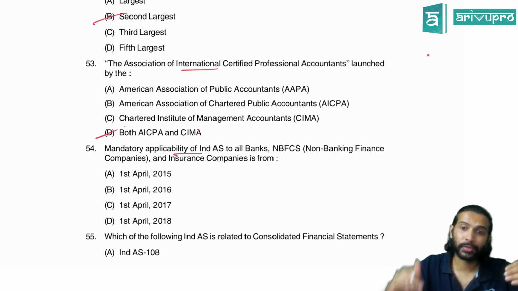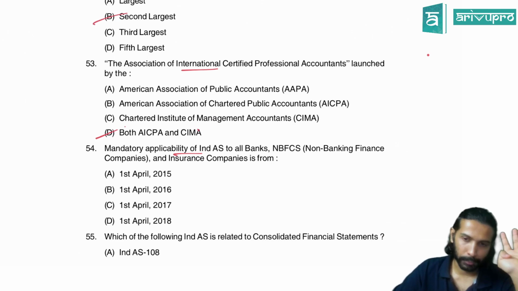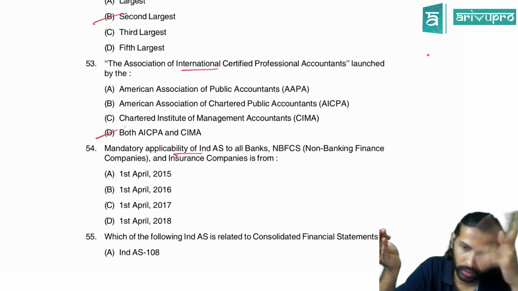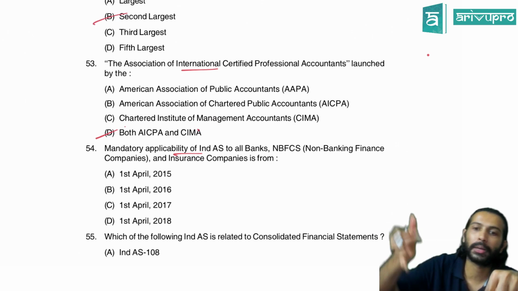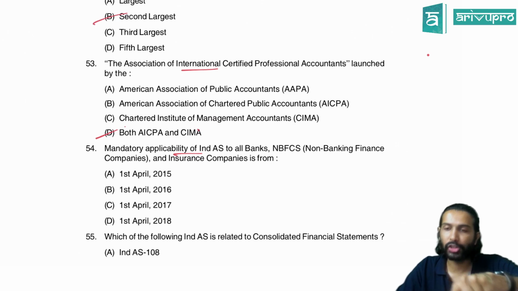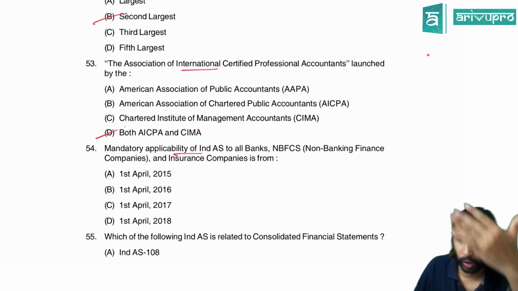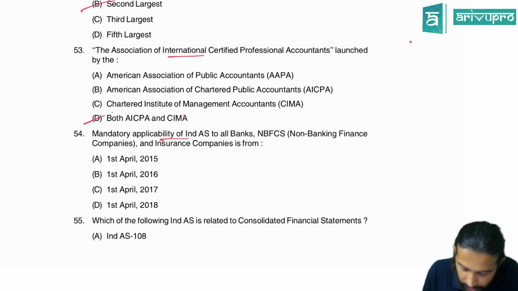Okay. That is phase 1. Phase 2 is for all listed companies and those unlisted companies whose net worth is more than 250 crore. They have to start from 1st April 2017. Banks, I told, 1st April 2018. NBFC also 1st April 2018. Insurance company 1st April 2021. I shared the document which had all the roadmaps. Remember? Class notes had that. That's what they are asking here.